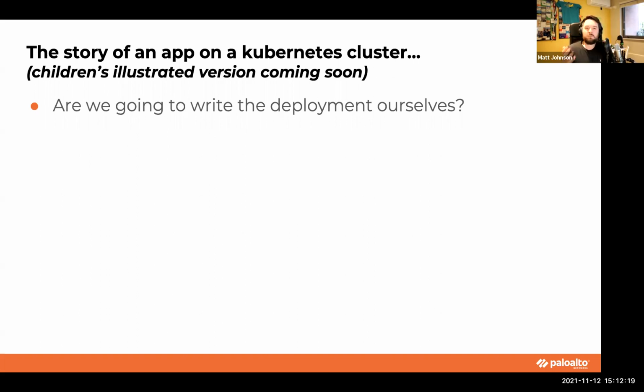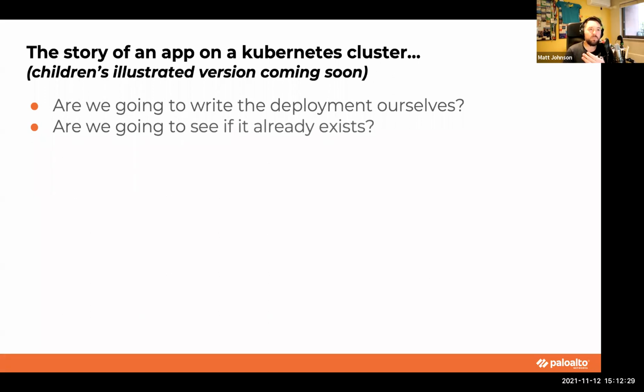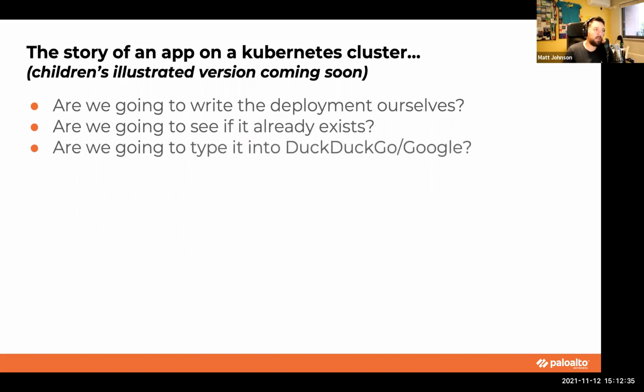Are we going to write that deployment ourselves from scratch and work out how to package and test and build? And no, we're probably not. We're probably going to see if a solution already exists. Has someone already done the work to package that for us? So we're probably going to type what we're looking for with the word Kubernetes or the word Helm into Google or DuckDuckGo, or pick your favorite search engine.